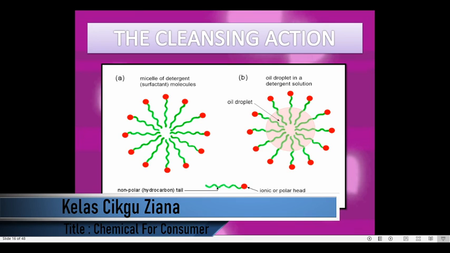Okay. Kita pergi kepada cleansing action. Yang ini kamu kena hafal. Okay. Dalam buku teks muka surat 185. Okay. So, hydrophilic dan hydrophobic. So, kamu kena faham tu. Hydrophilic tadi suka air, hydrophobic tak suka air. Dalam detergent pun sama juga. Bahagian kepala dia, head dia mesti adalah hydrophilic, suka air. Hydrophobic tak suka air. You can refer your textbook page 184. Okay, the cleansing action. Okay, this is the missile of a detergent surface of the molecule oil droplets.